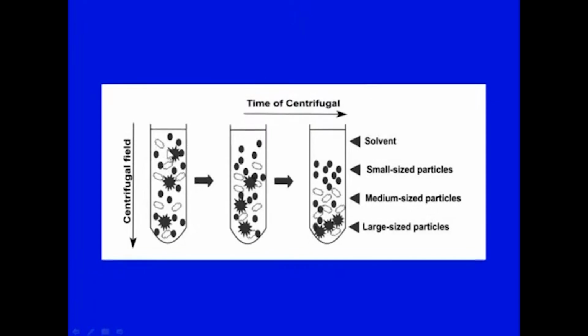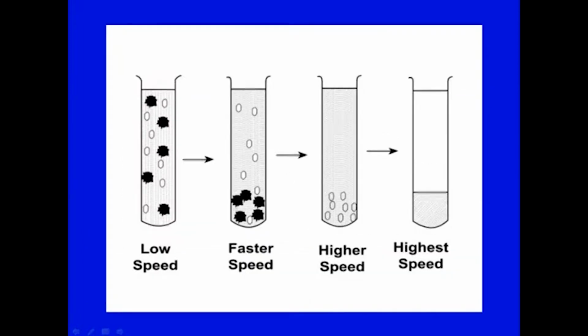Now, this is a very simple way of showing this: you have a centrifugal field in this direction and as you go along you get different sized fragments separated and purified. So, first is low speed, then faster speed, higher speed and highest speed, that is the sequence of events which occur in this centrifugation method.